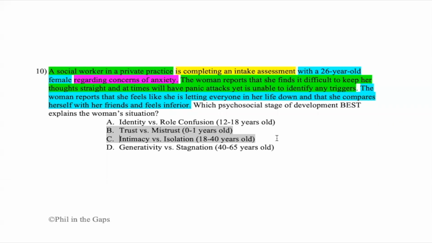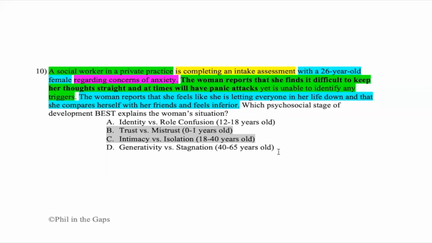We're in a private practice. It's our first time meeting. 26-year-old female. She's coming in for concerns of anxiety, and then she tells us that she finds it difficult to keep her thoughts straight. She's having panic attacks. That's consistent with her anxiety symptoms. So those are the things that she's saying. She doesn't really have any ways to identify any triggers related to the panic attacks.